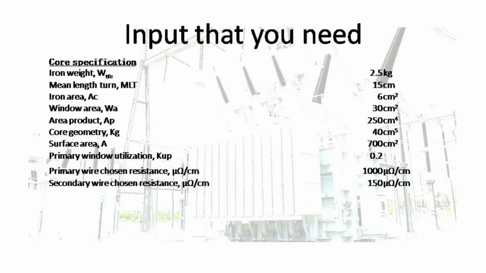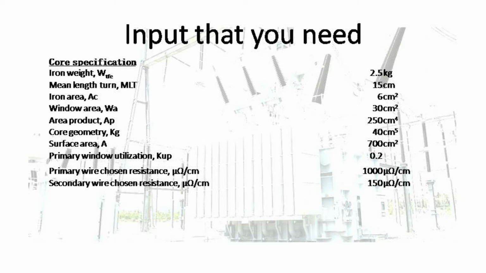Now, with the core specification, we want the iron weight to be 2.5 kilograms. The mean length turn, which is the MLT, is 15 centimeters. The iron area, which we call the AC, is 6 centimeters squared. The window area, or WA, equals 30 centimeters squared. The area product, or AP, we're going to set as 250 centimeters to the power of 4. The core geometry, which is KG, we're going to put as 40 centimeters to the power of 5.